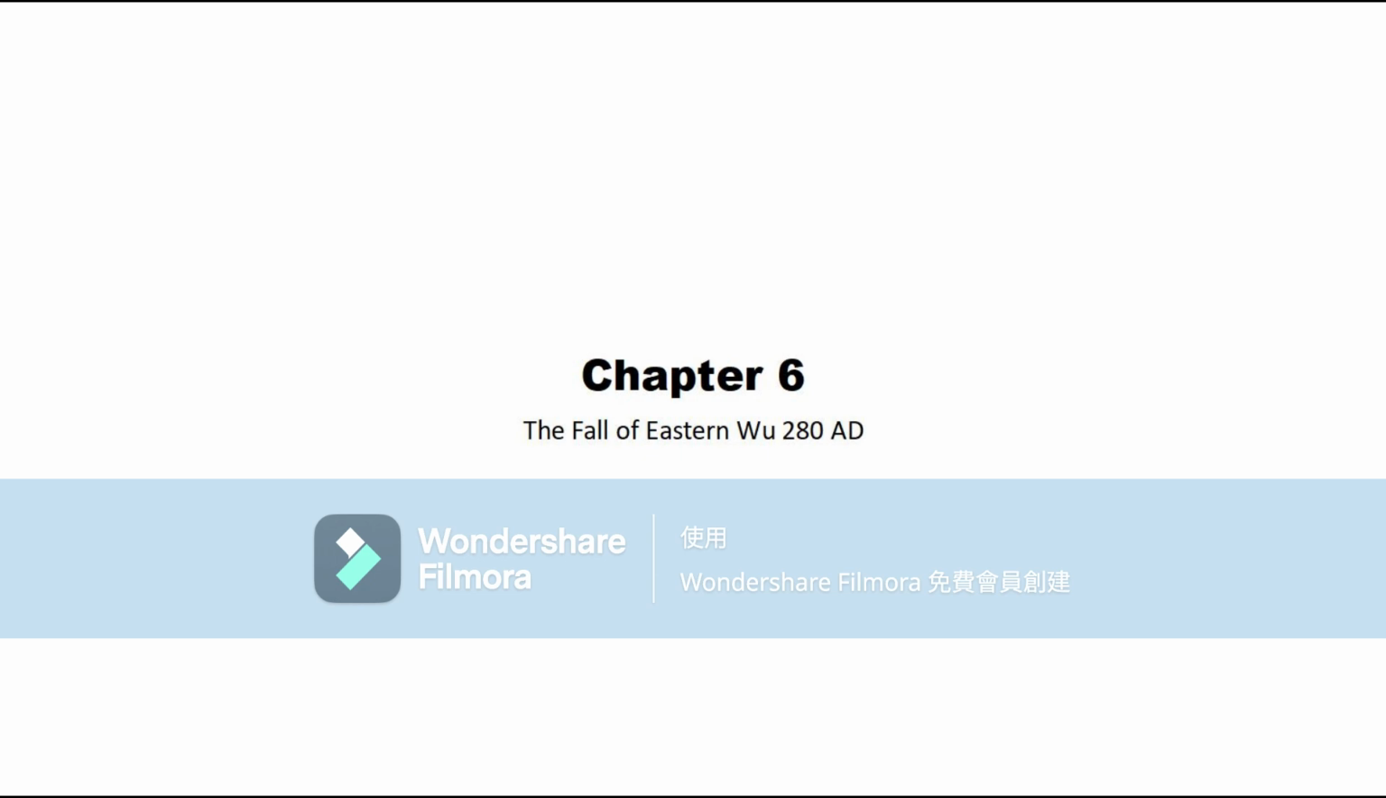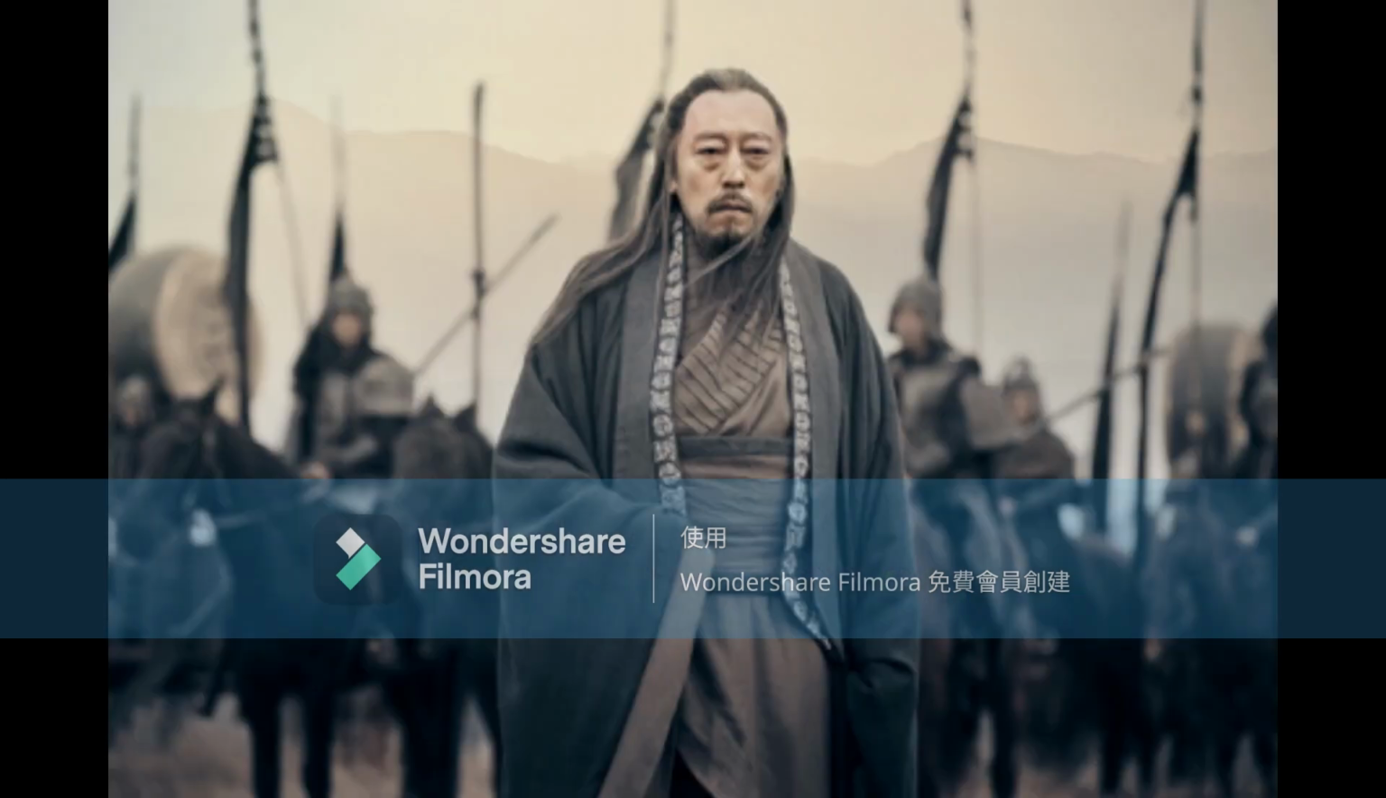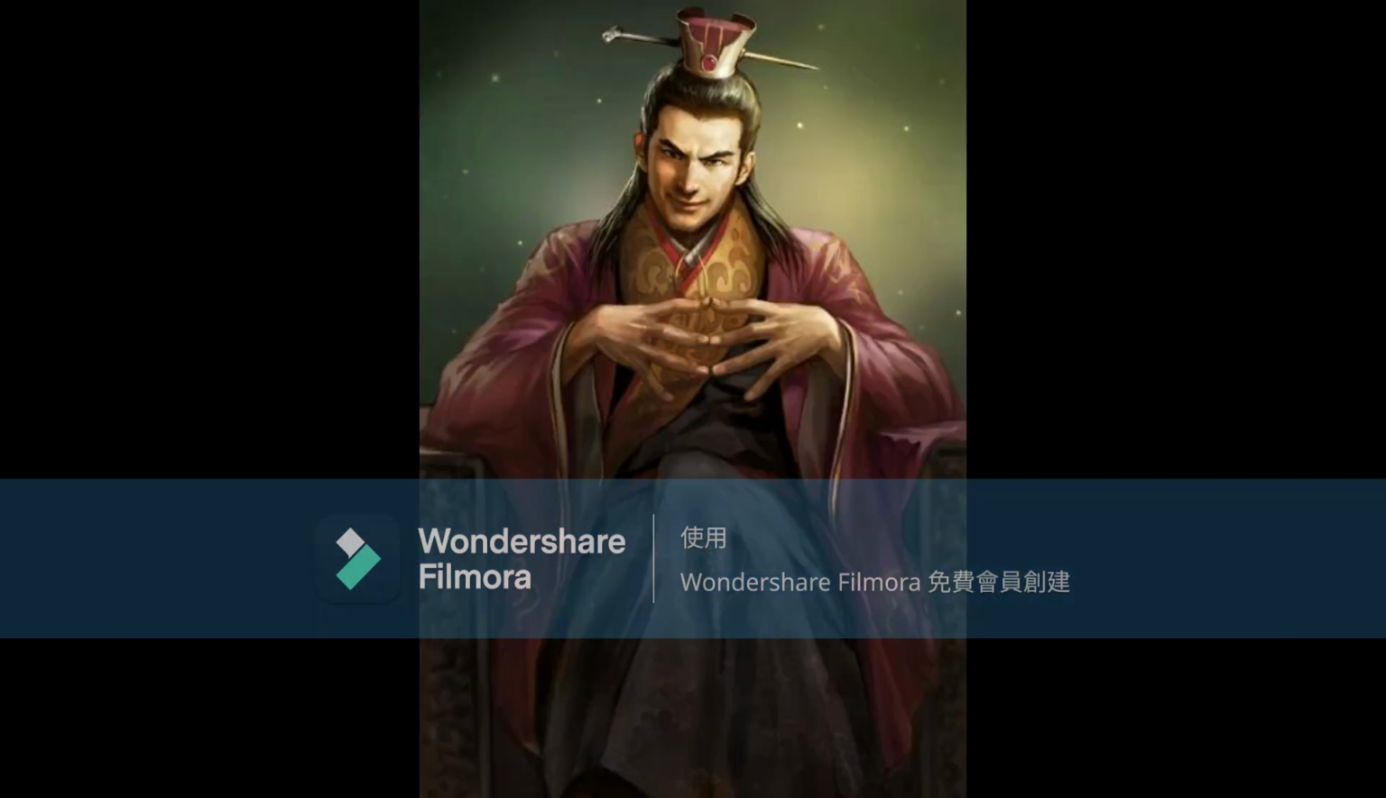In the final chapter of a saga that spanned decades, the story of the Three Kingdoms draws to a close with the fall of Eastern Wu in 280 AD. A pivotal moment that heralded the end of one of the most turbulent and fascinating periods in Chinese history. The stage was set by Sima Yin, heir to the legacy of Sima Yi, who, after seizing the reins of power from Cao Wei, embarked on a journey to etch his name in the annals of history.